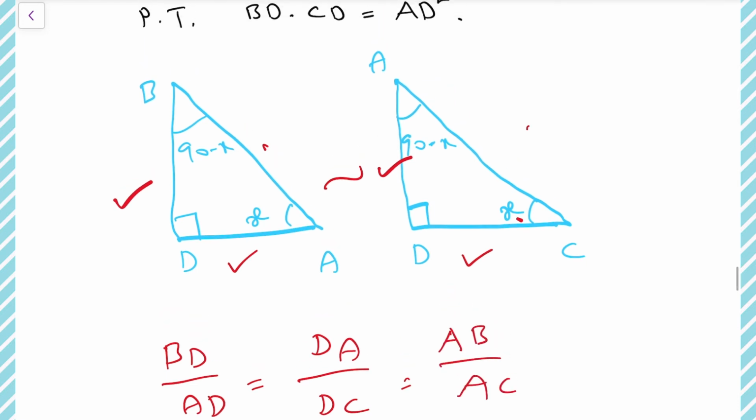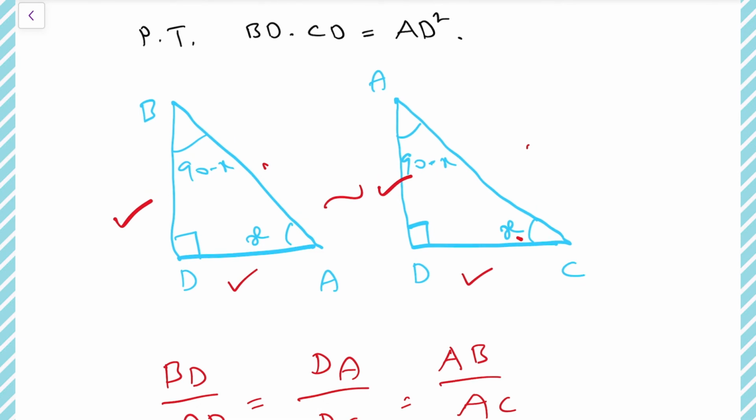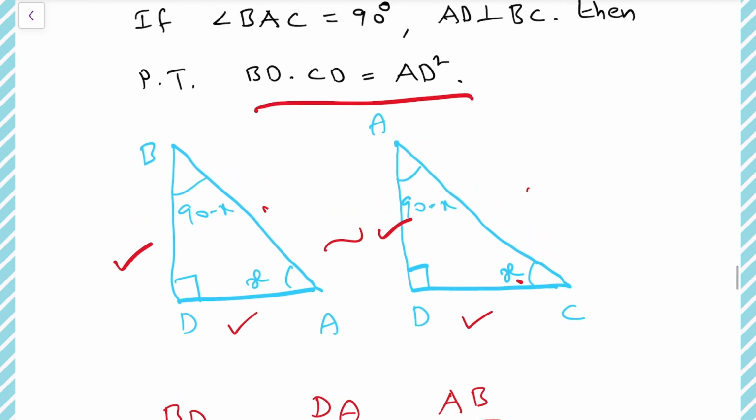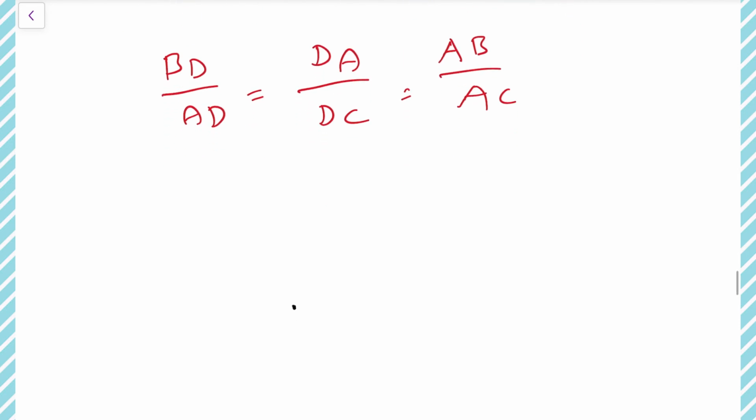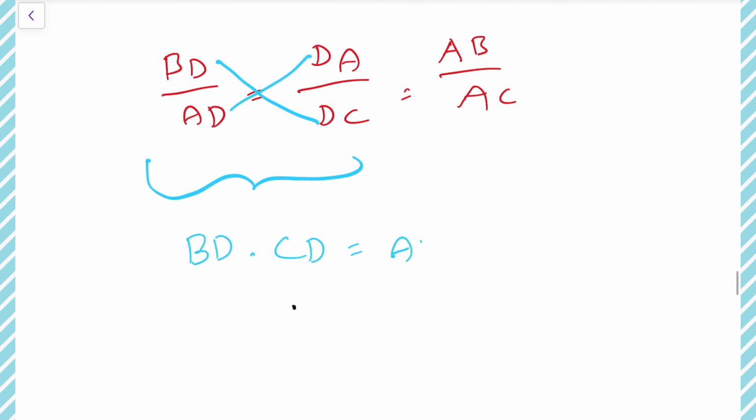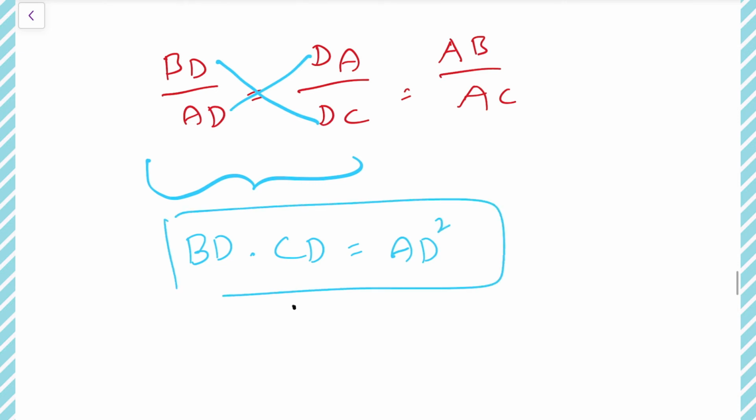Now from that he is asking, show that BD into CD is equal to AD square, right? So for that I am taking only these two. Do cross multiplication, BD into DC, or else CD, both are same. BD into CD equals AD into AD, AD square, hence proved.